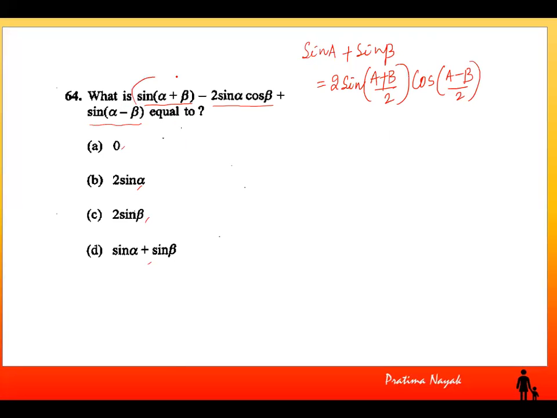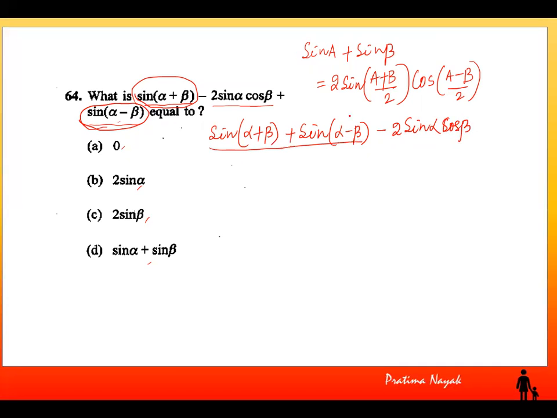So here I am taking sine(alpha plus beta) as your capital A, and this, sine(alpha minus beta), is B. Then I'll apply the formula taking these two expressions together: one is sine(alpha plus beta), one is sine(alpha minus beta). For the time being, I am taking minus 2 sine alpha cos beta separate, and I am not writing anything for it. I am taking these two and I'll apply this formula. I'll take this as A, this as B.